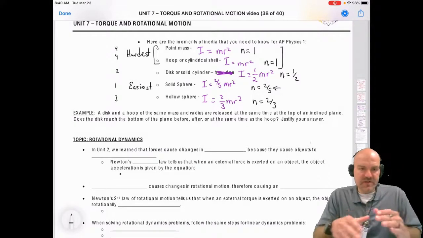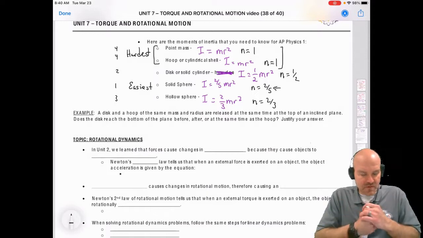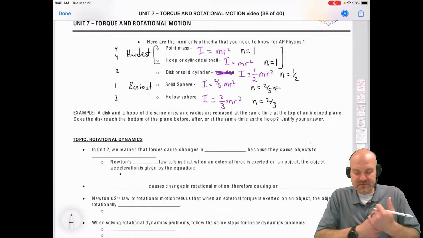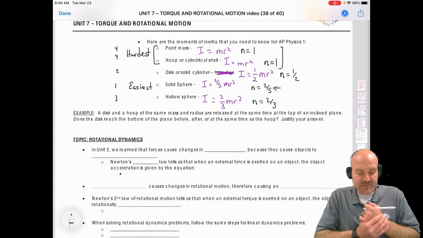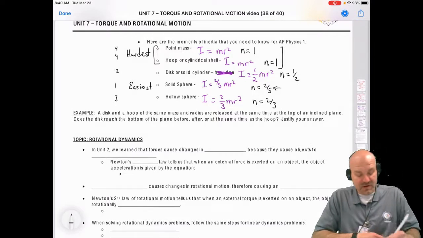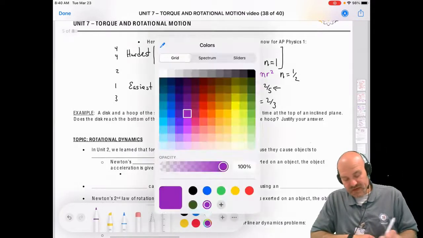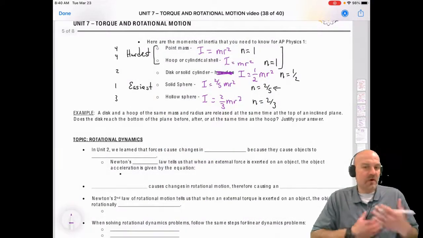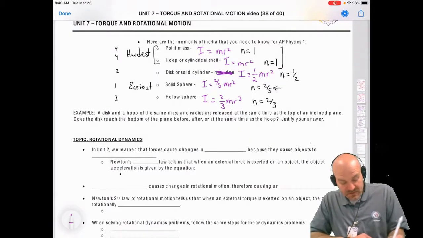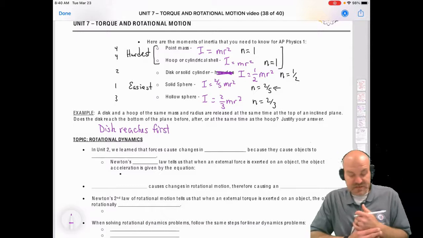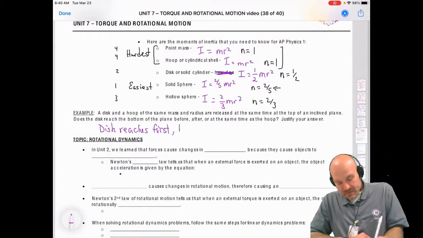They love these questions about which one hits the bottom first. A disc and a hoop of the same mass and radius are released at the same time at the top of an inclined plane. Does the disc reach the bottom of the plane before, after, or at the same time as the hoop? Then justify your answer. Well, we think about the n values, that coefficient, and the smallest one reaches the bottom first because it's easiest to get it to rotate. So the disc reaches before the hoop. Why? Because it has the smallest moment of inertia.